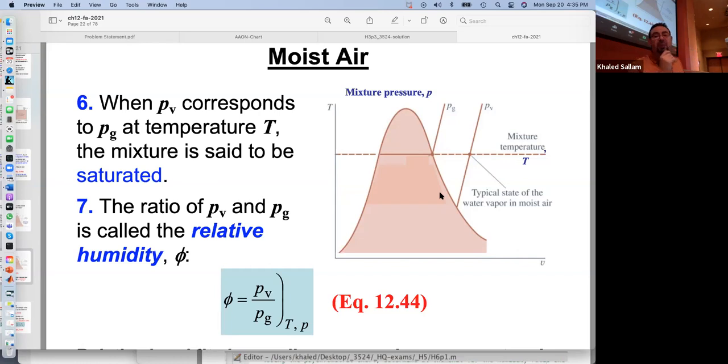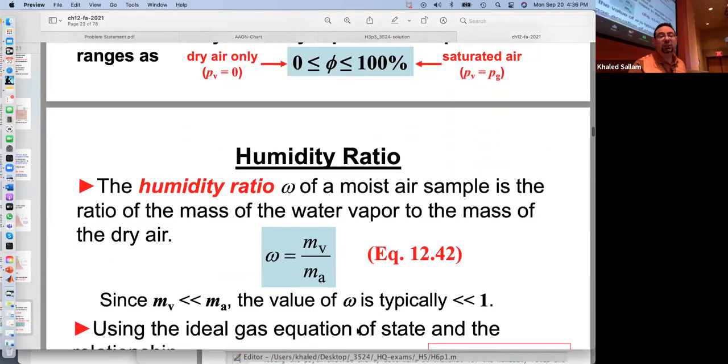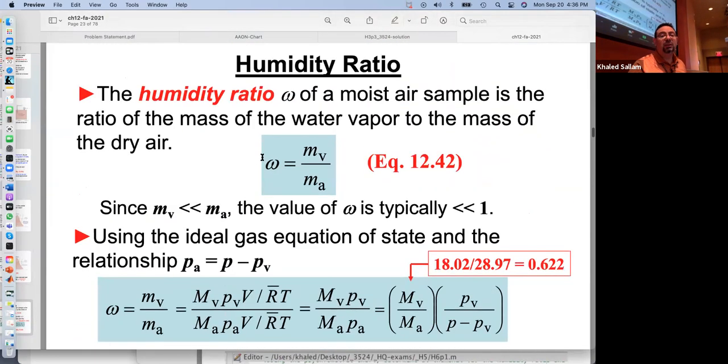Okay. So when someone says 20 degrees C and 40% humidity, then they mean that you can get your P vapor from knowing P saturation multiplied by 0.4, then you'll be able to get this. The second important ratio was omega, the humidity ratio.